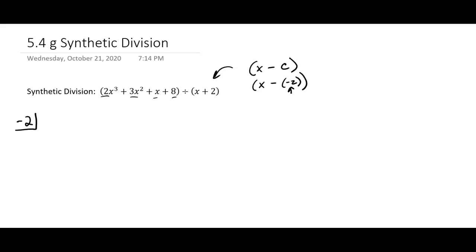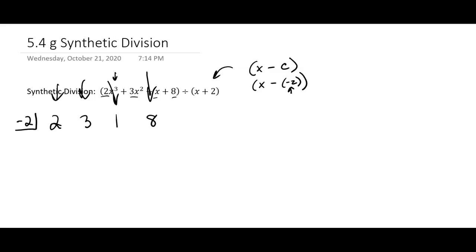Okay, so you don't bother with the x's. You just take the 2, the 3, the 1, and the 8. And you want to spread them out a little bit so that it doesn't look like 23. Okay. Again, whatever my exponent is here, the highest exponent, 3, I should have one more, so I should have 4 terms here. 1, 2, 3, 4. Okay, so what we do with synthetic division is we're just working with the coefficients.